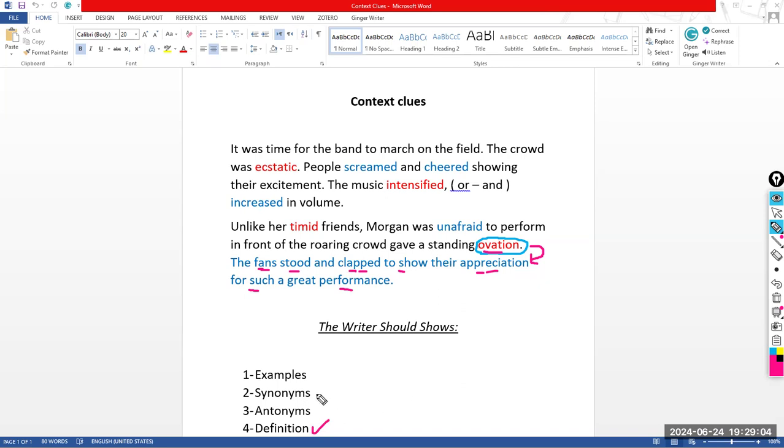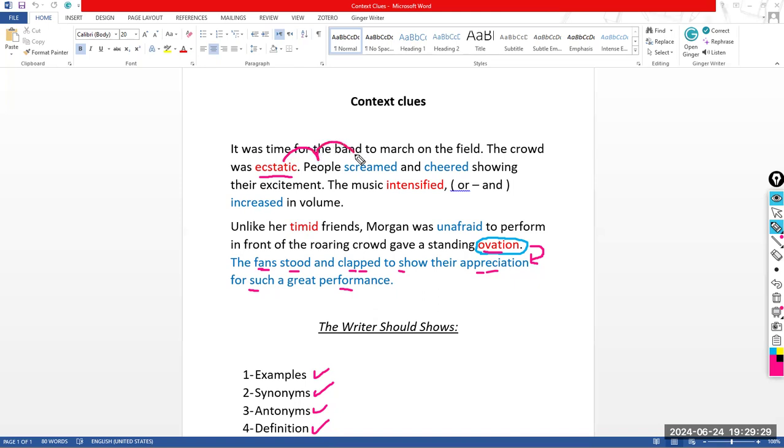So maybe the writer is not going to use synonyms, maybe not antonyms, maybe not definitions. Now, 100% he's going to use examples. Let me show you an example. Bravo. Now, it was time for the band to march on the field. The crowd was ecstatic. You don't know the meaning of ecstatic. So notice how the writer is going to give you an example about ecstatic.